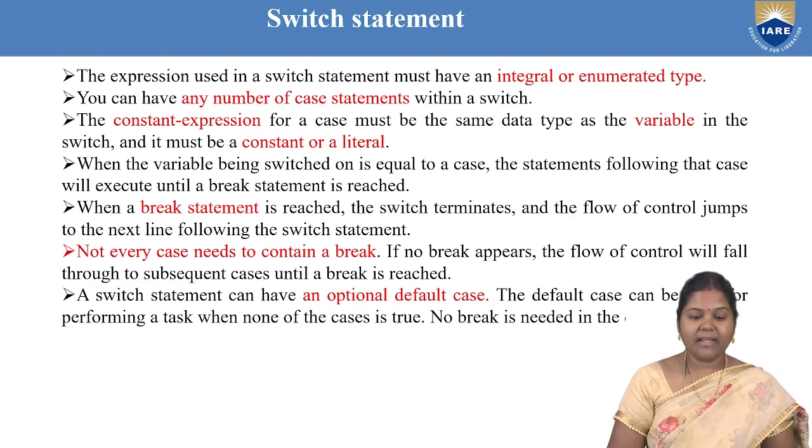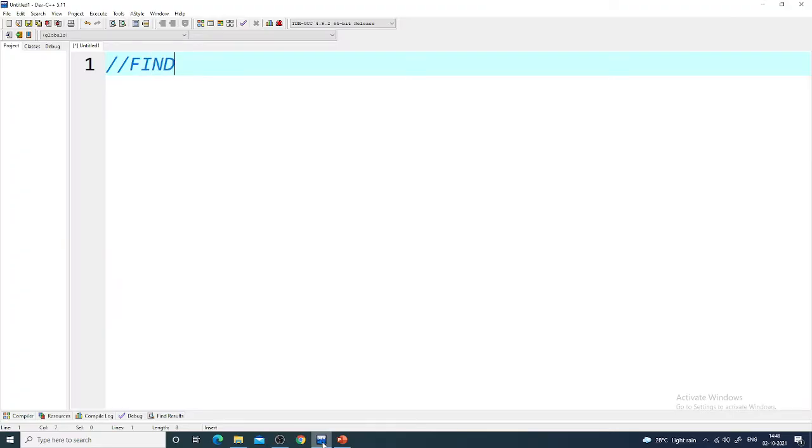Now, a switch case statement can have an optional default case. It is not compulsory, but it is optional. That means the default case can be used for performing a task when none of the cases are true, and no break is needed in the default statement. So, these are some of the rules regarding switch case. Now, let us switch over to our Dev C++ compiler and execute a number of programs regarding switch case. So, we'll run some programs regarding finding the output of the code.